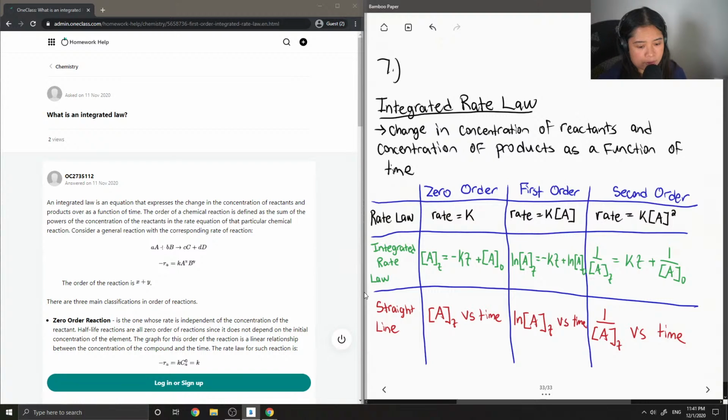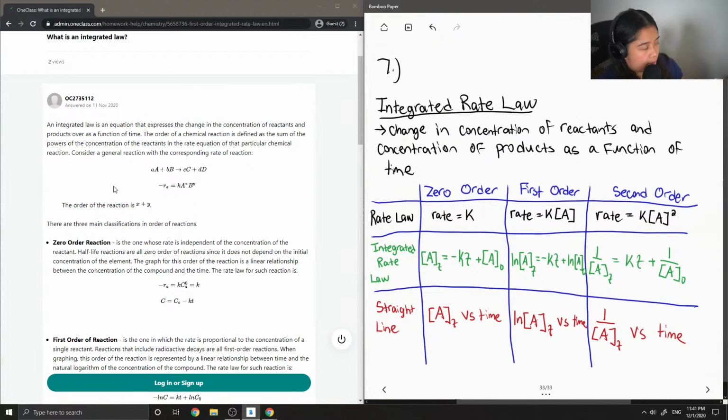So sometimes you'll just have a multi-step question where they give you different concentrations at different times. And then if you plot each of these different things, the plot that gives the straight line is either 0, first, or second. And then from there, by using the integrated rate law, we are able to calculate for K.